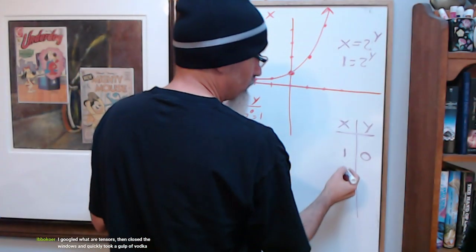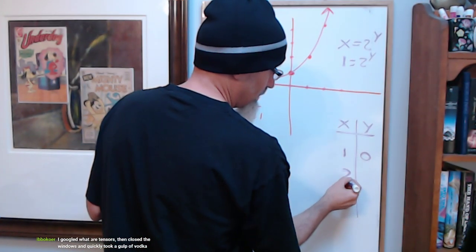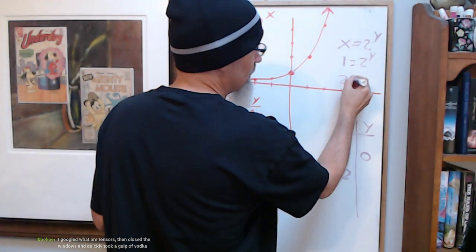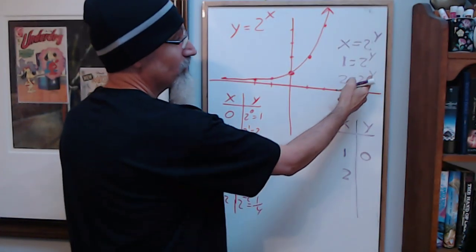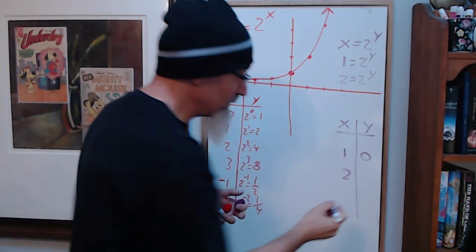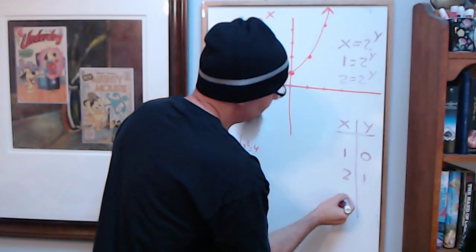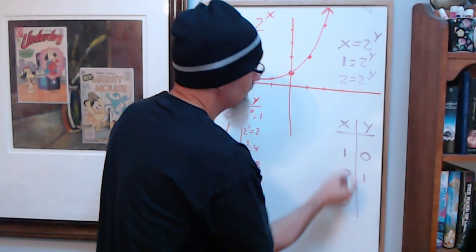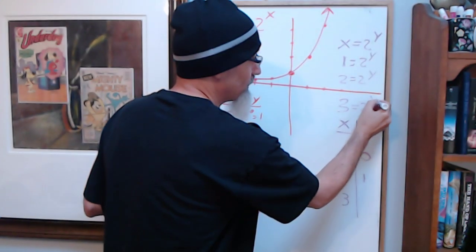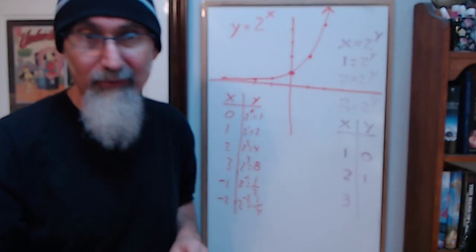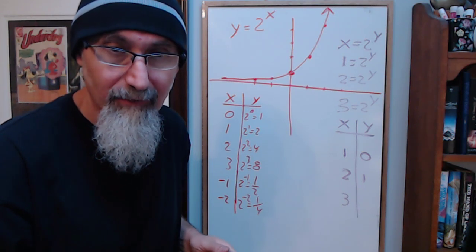If we put in x is equal to 2, 2 to the power of what is equal to 2? 1. That one's easy. Cool. What if we put in 3? 2 to the power of what is equal to 3? Oh, way more difficult, right?